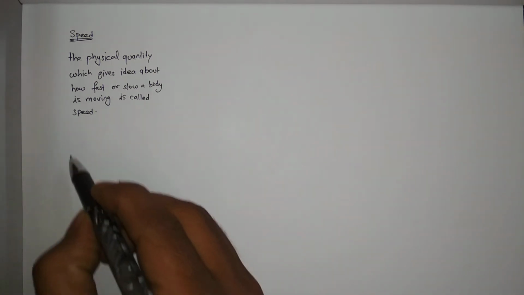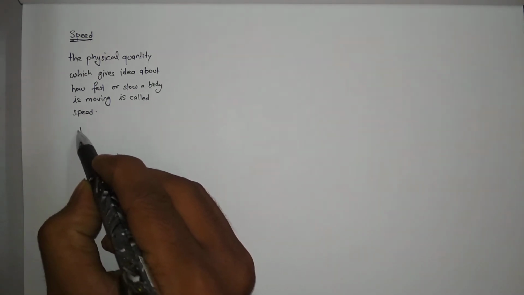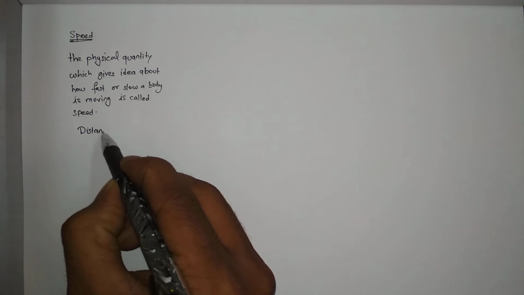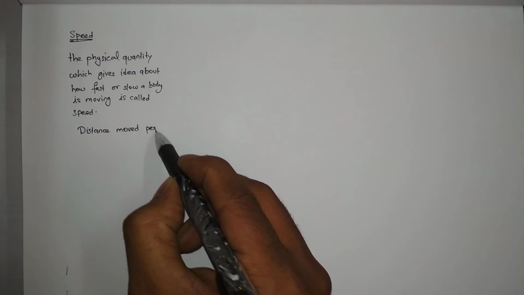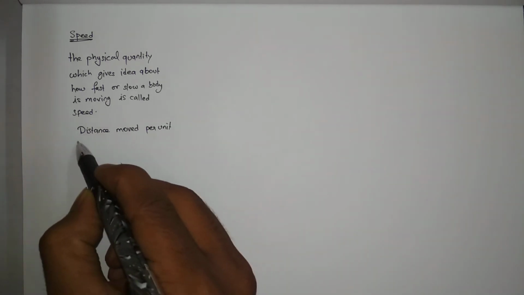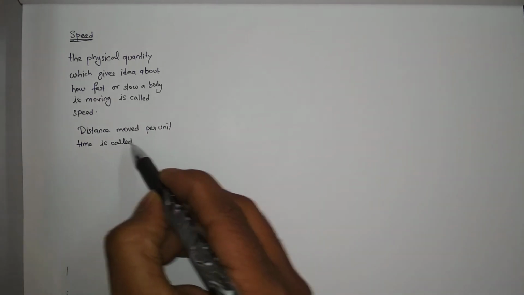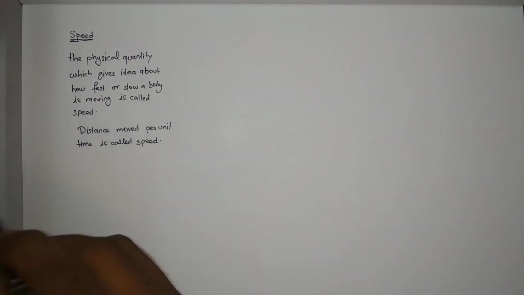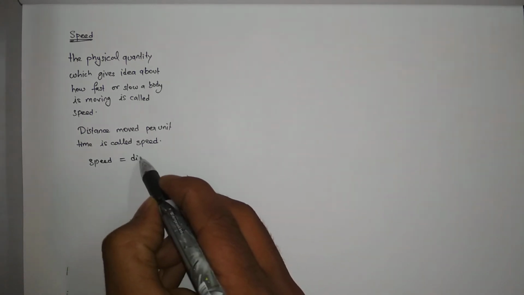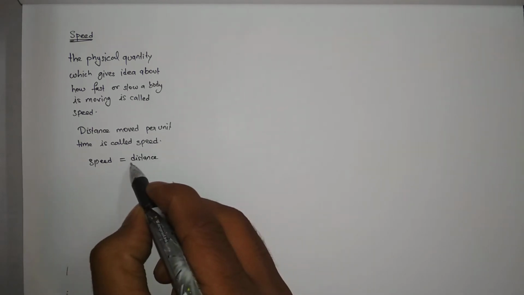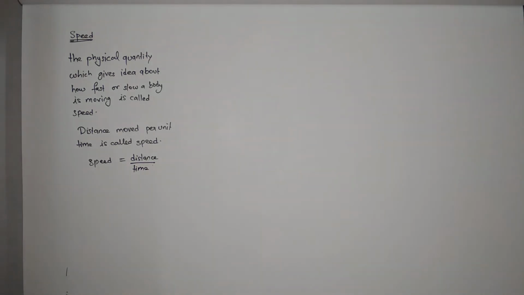during its motion. Generally, in mathematical way, speed is defined as distance moved per unit time is called speed. So its formula, speed is equals to distance upon time taken to move that distance.